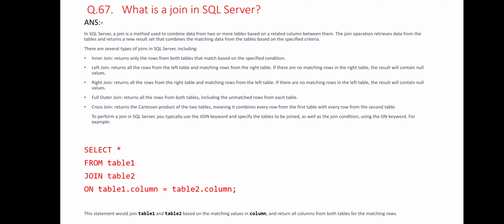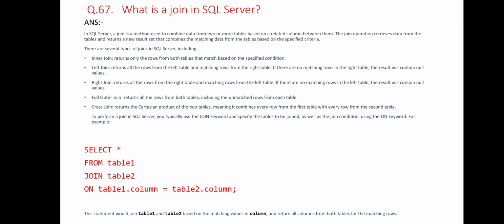Full outer join returns all the rows from both tables, including the unmatched rows from each table. Unmatched rows are also returned in full outer join. Cross join returns the Cartesian product of two tables, meaning it combines every row from the first table with every row from the second table.